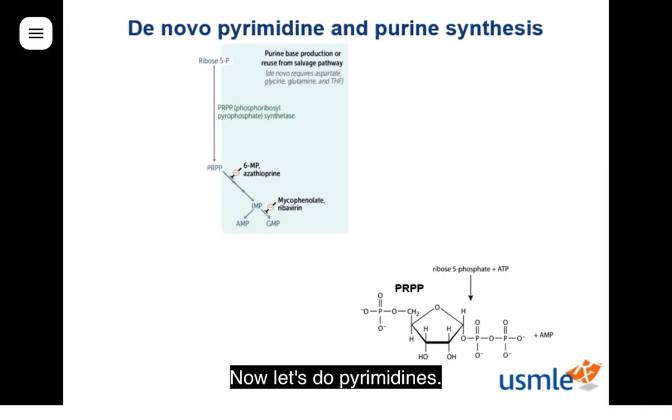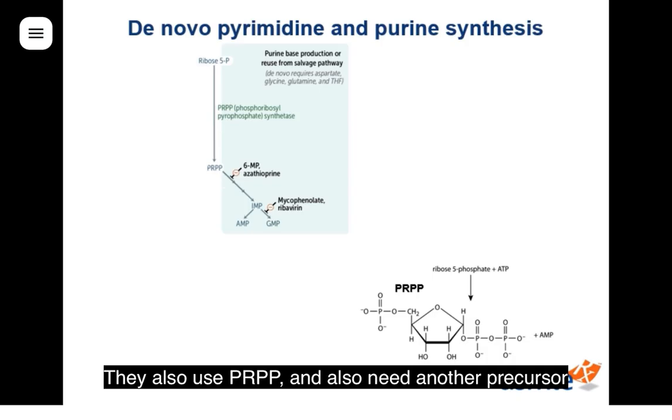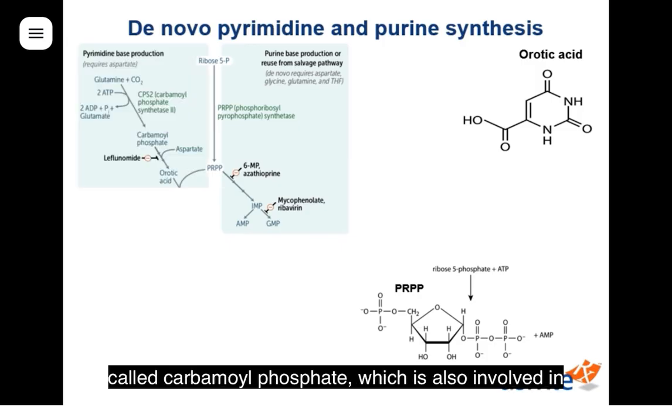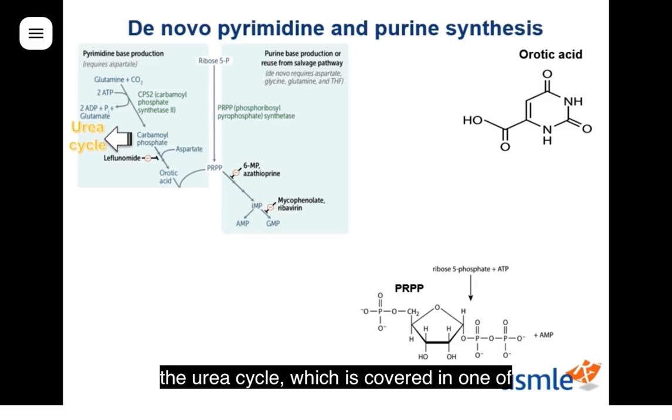Now let's do pyrimidines. They also use PRPP, and also need another precursor called orotic acid, or orotate. Orotic acid is made from the molecule called carbamoyl phosphate, which is also involved in the urea cycle, which is covered in one of the later biochemistry lectures.